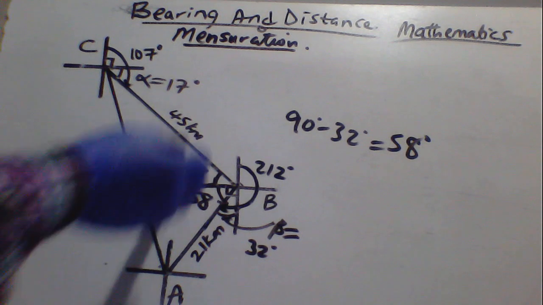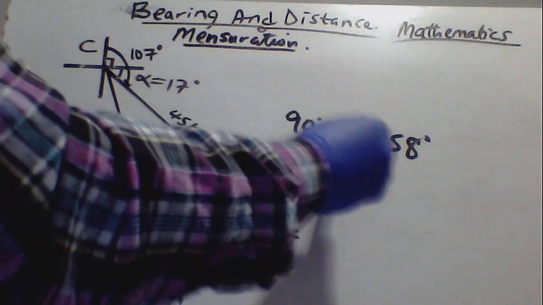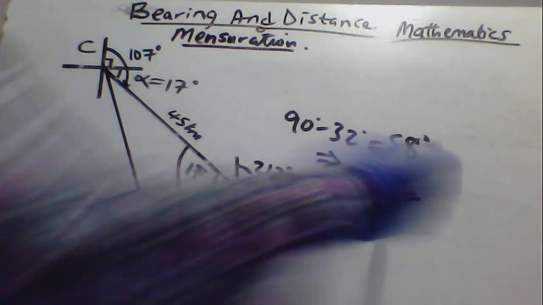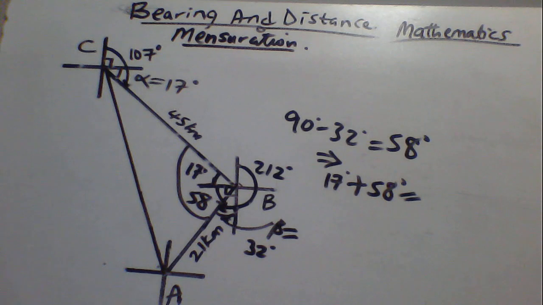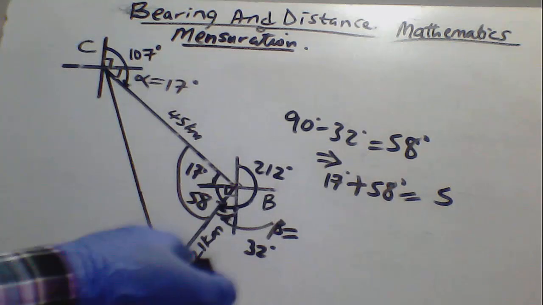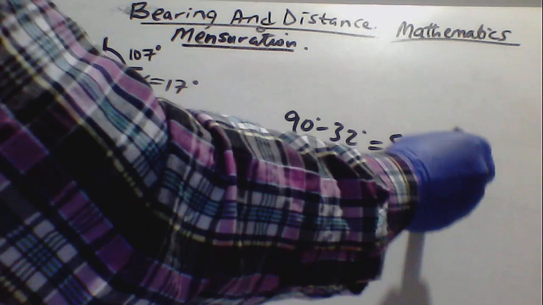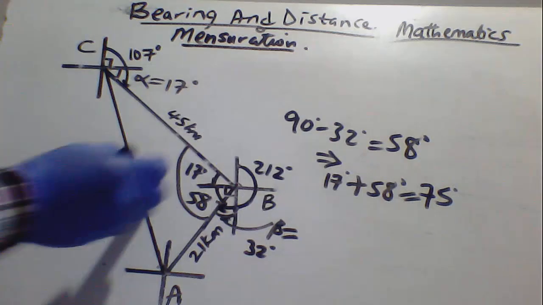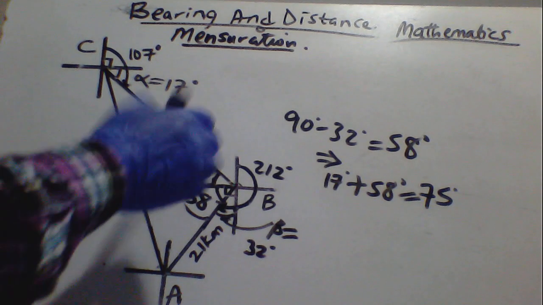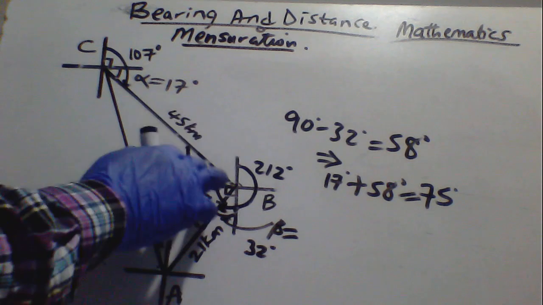Hope you are seeing it. Then you have to sum all these angles. This implies 17 degrees plus 58 degrees is equal to what? 8 plus 7 gives us 15. I write 5, carry 1. 1 plus 5 is 6, plus that one I carried is 7. So the angle that is here is 75 degrees. That is the total angle that is here.